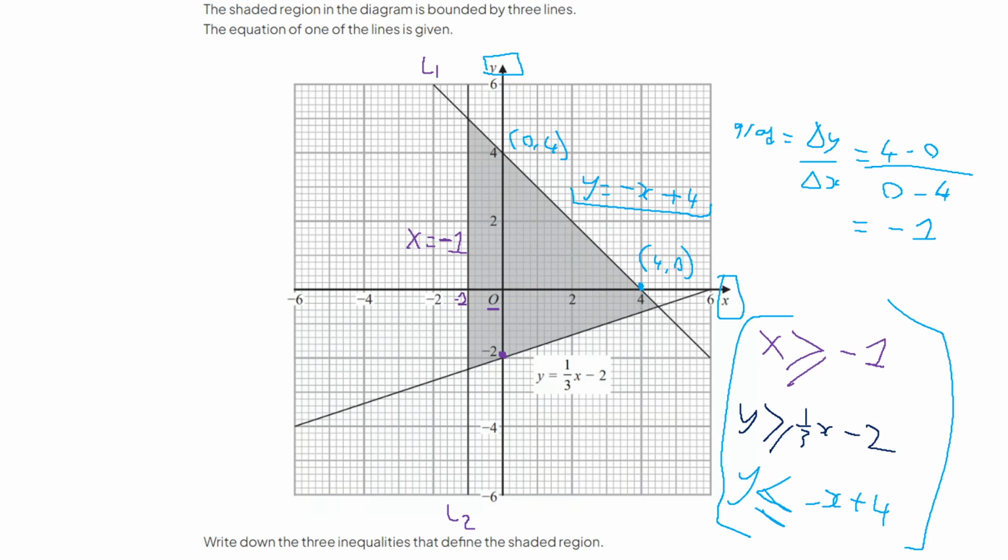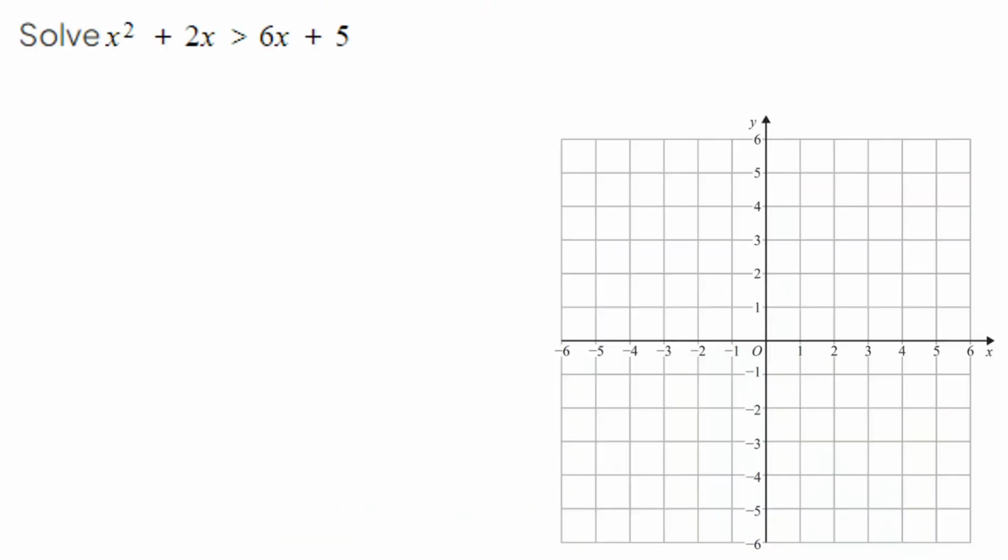Now, how can we use that to solve a quadratic? So here we have x squared plus 2x is greater than 6x plus 5. How do we solve this? Well, we solve it like a normal quadratic. So first and foremost, make it equal 0. So how are we going to do that? We're going to put all of that on the other side.